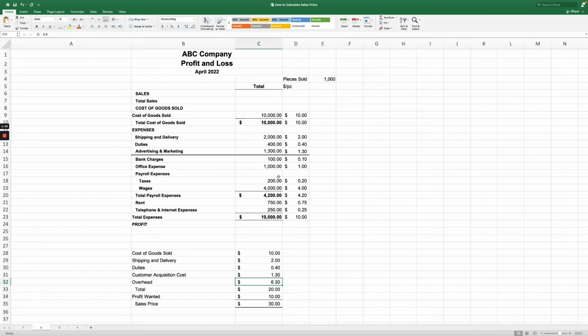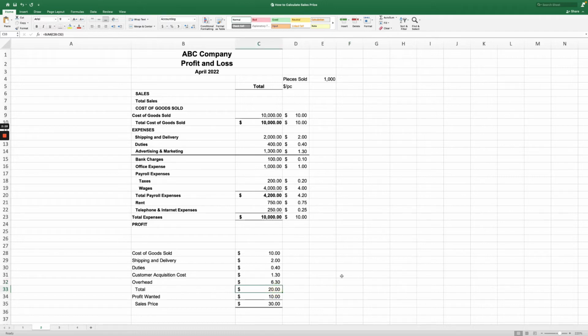Now, overhead is all of these expenses below this line, right? I did it this way so it's much easier for you guys to understand. Overhead is just bank charges, office expenses, payroll, so employees, rent, telephone and internet. So this is very basic, but I wanted to do it this way so it's easy for you guys to understand. So overhead is $6.30 per shirt. So overhead, again, is everything below this line, as you can see. So the total cost of goods sold plus the overhead and everything else, the total is $20.